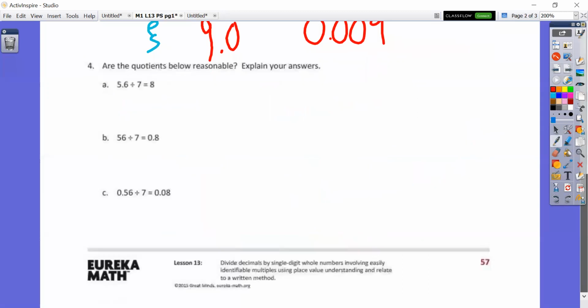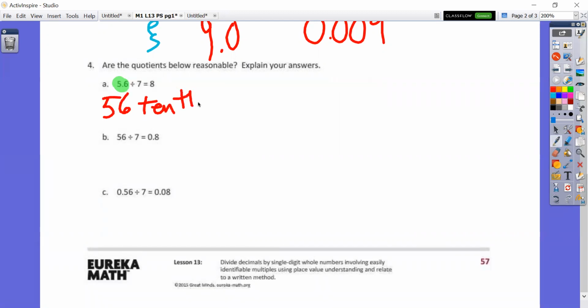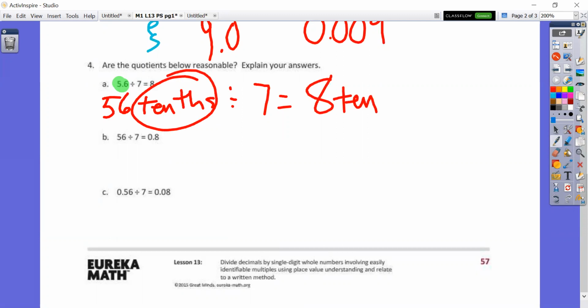All right, last couple problems on this side. Are the quotients below reasonable? So are the answers accurate? So we have 56 tenths, and they're dividing it by 7. So is 56 divided by 7, 8? Well, yeah, but what's our unit? It should be 8 tenths. So that is wrong. So this one is actually wrong. I'm just going to use numbers to explain, showing that this answer should actually be 8 tenths.